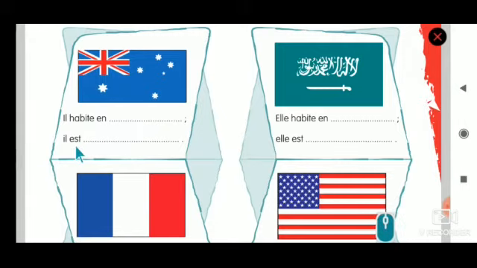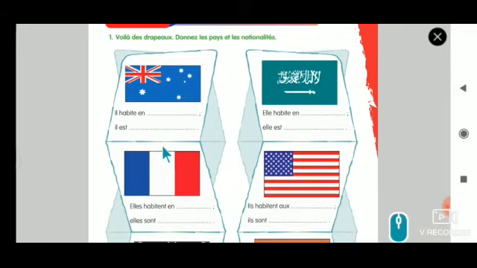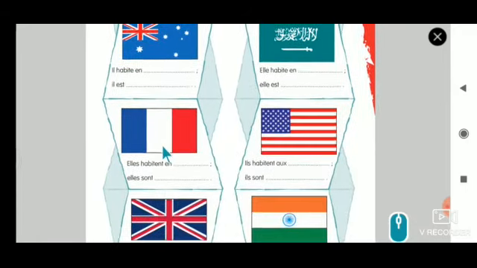Now we have to say il est. So the verb être is used whenever we explain the nationality. So il est australien. So double N-E should not come because they are asking what? They are asking masculine, il. So Australia is the right answer. So this is number 1. So number 2, let's see.